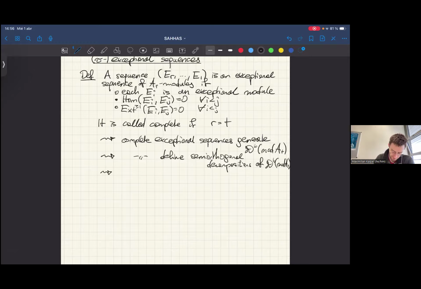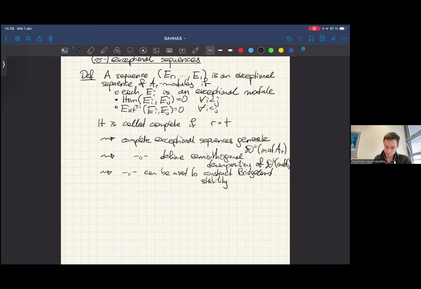And sometimes they can be used to construct non-trivial examples of Bridgeland stability conditions. So this is just to say that these are nice and important examples of objects to have in our category.